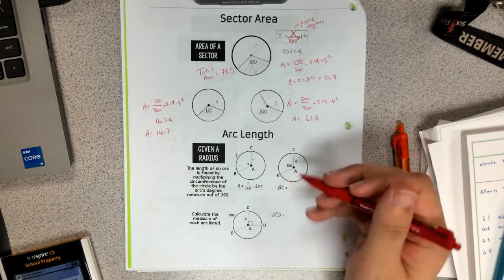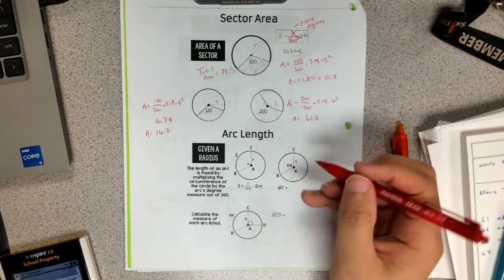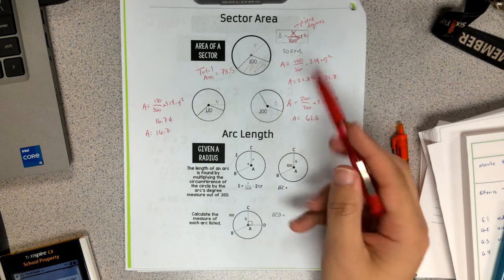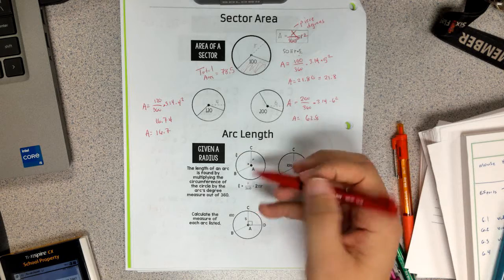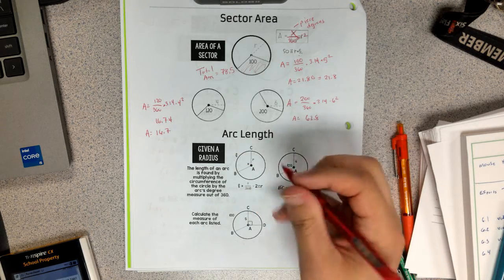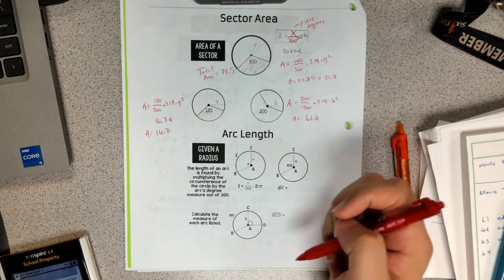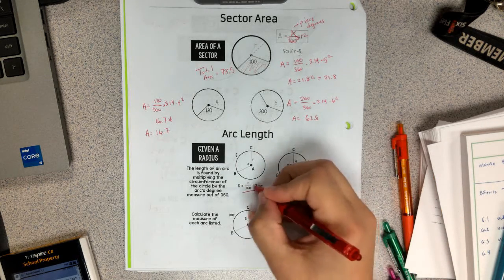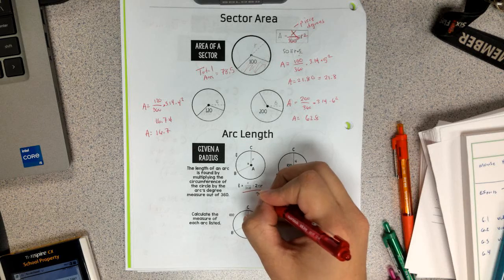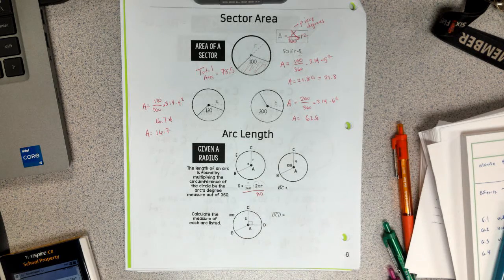The second to last topic we're going to talk about is the arc length. In order to find arc length, we do similar to how we found sector area, except now, instead of using area, we're going to use the circumference. So we're going to have, again, our x over 360 part times our circumference, which could be 2 pi r or pi d, depending on what they give us.